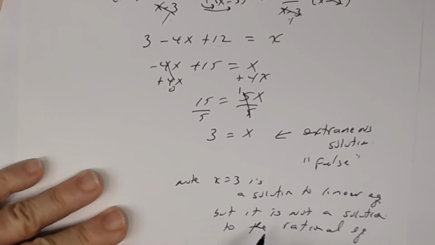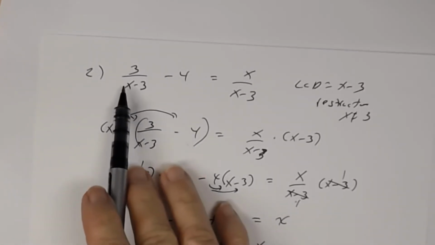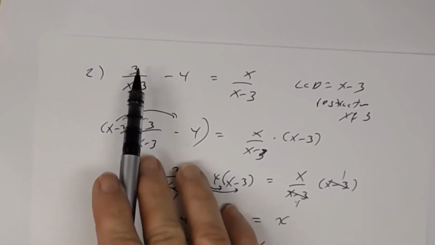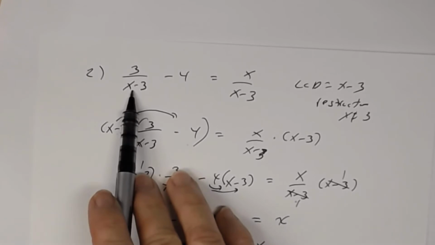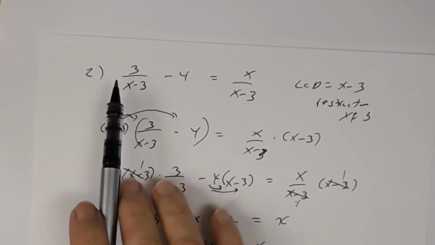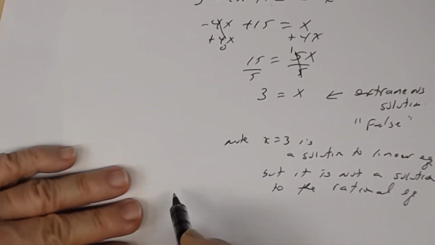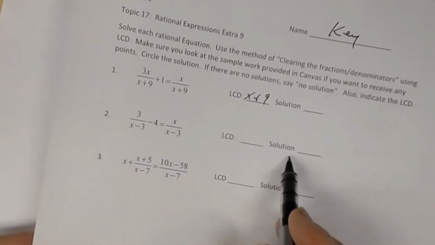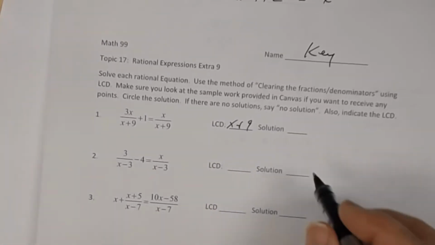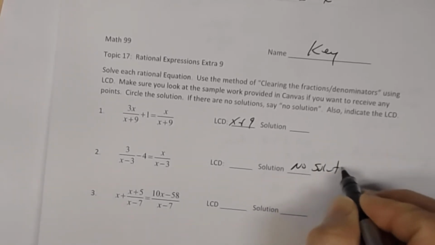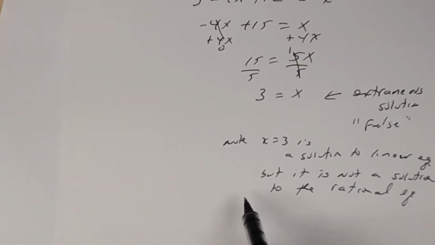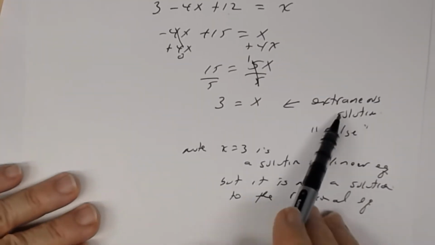And the reason it's not a solution to the rational equation is because it makes my denominator 0. 3 minus 3 is 0. 3 divided by 0 is undefined. Okay? Same thing here. Your answer in the blank where it says solution, remember it says if there are no solutions, just say no solution. So you're going to say no solution here. And remember the LCD was x minus 3. So x equals 3 is an extraneous solution.